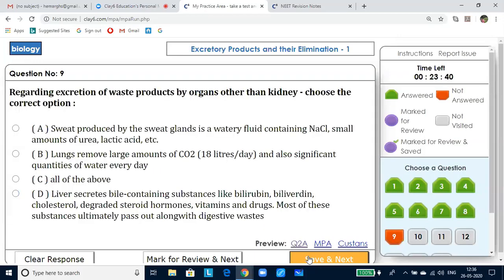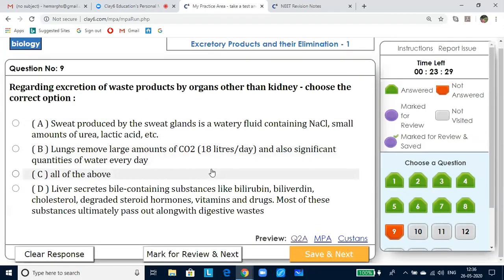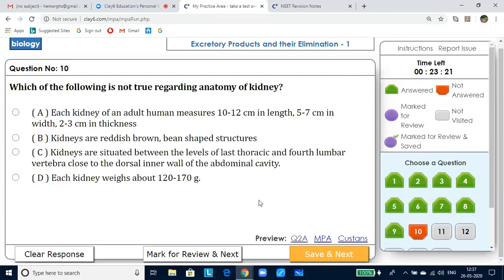Regarding excretion of waste products by organs other than kidney, choose the correct option. So all the above are correct. Which of the following is not correct regarding the kidney? Kidneys are situated below the levels of the last thoracic and fourth lumbar vertebrae, close to the dorsal inner wall of the abdominal cavity. This is wrong.